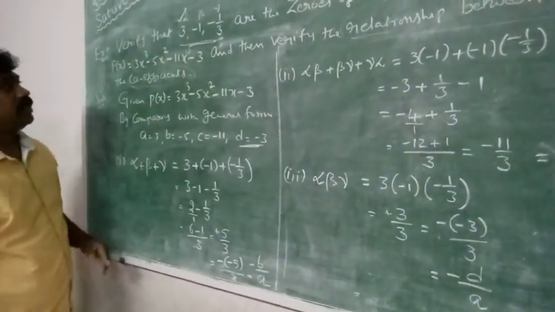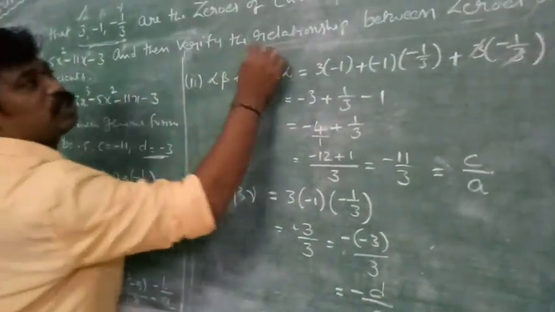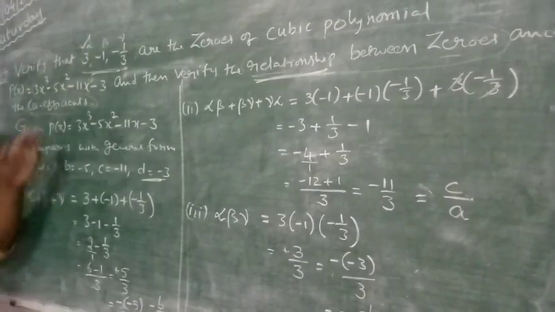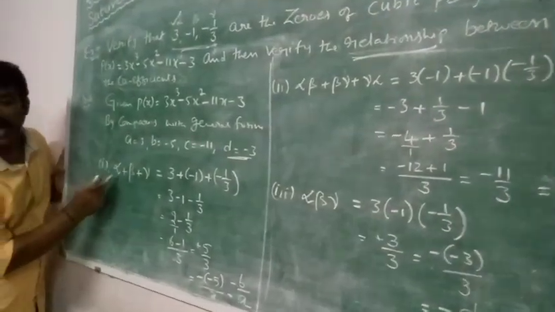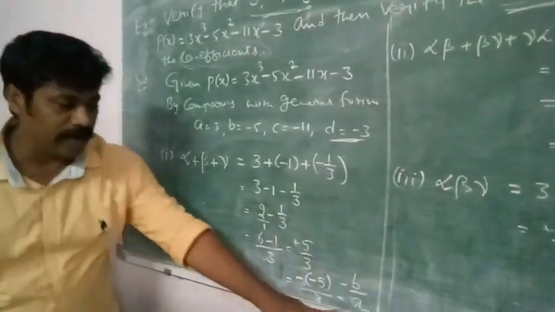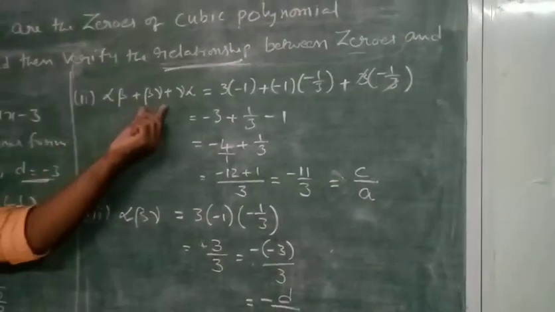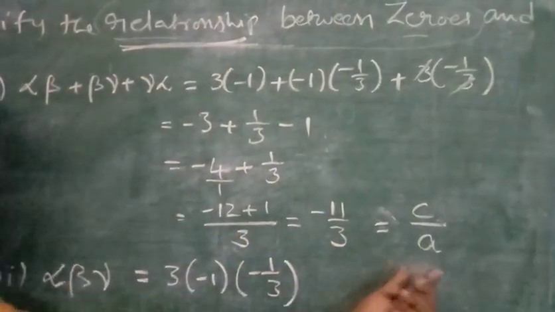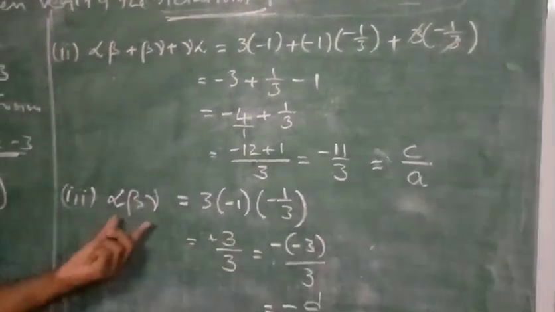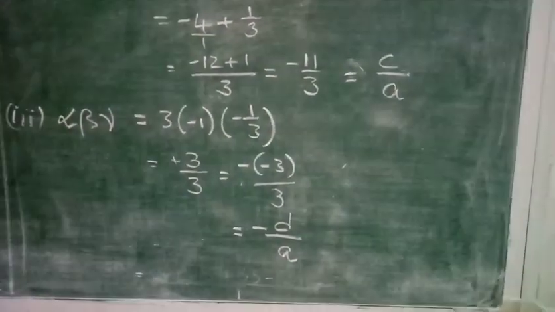So the second question was to find the relationship between zeros and the coefficients. In that, the first one, alpha plus beta plus gamma, we got minus b by a. Similarly, the sum of products of zeros, alpha beta plus beta gamma plus gamma alpha, is equal to c by a. And the third one, alpha beta gamma, is equal to minus d by a.